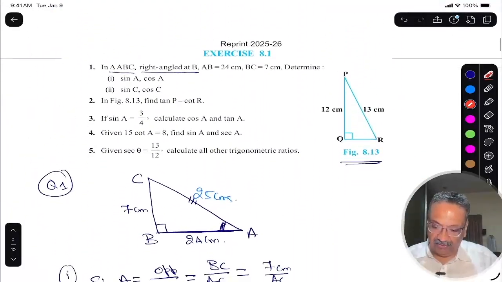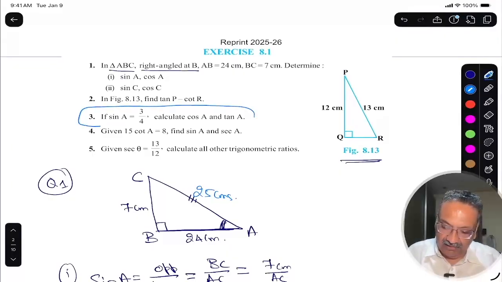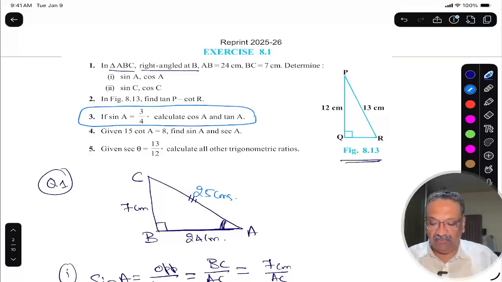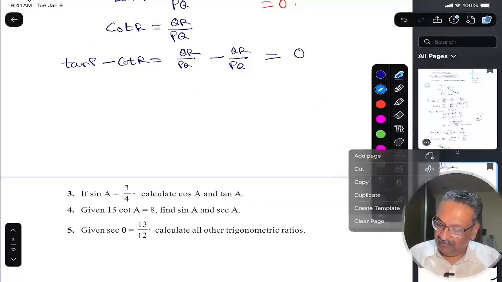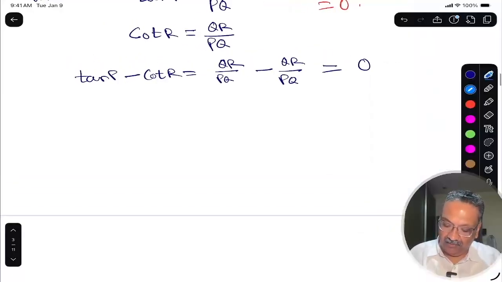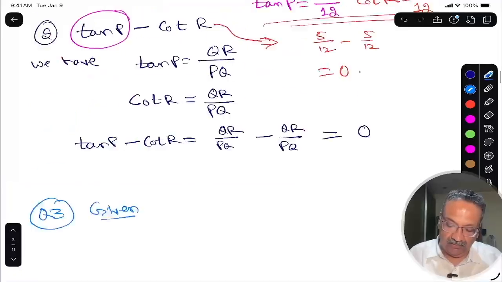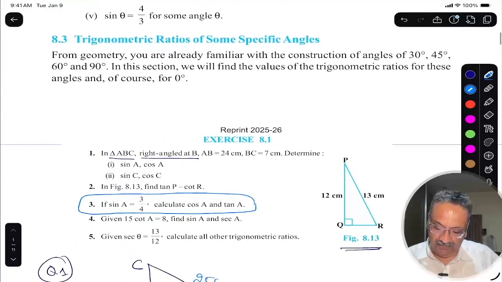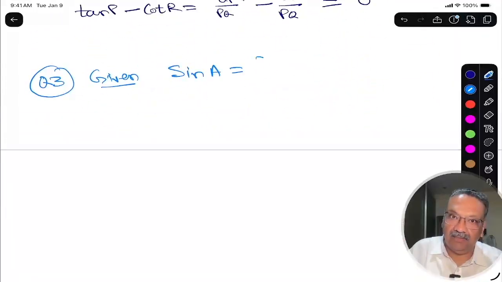Next, let's come to the third question. Third question, what does it say? If sin A is 3/4, calculate cos A and tan A. Okay, what they have given. Question number 3, given sin A is equal to 3/4. Find cos A and tan A.